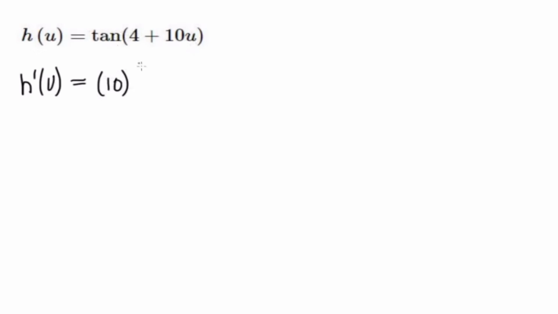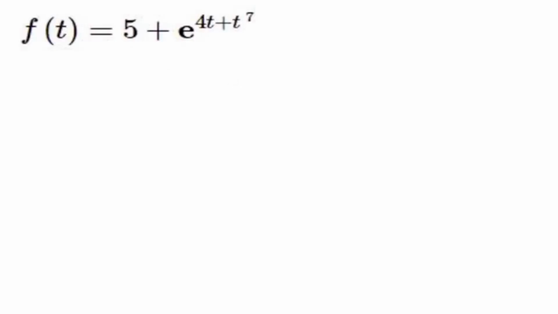Now we have to differentiate this tan part, and the differentiation of tan is sec squared. So we get sec squared, and then the insides, like there is with anything with a power, with the trigonometric function, the insides just stay the same as well, so that's 4 plus 10u. So differentiation of this just becomes 10 times sec squared of (4 plus 10u). Well done if you got that one right. Let's move on to a trickier question with exponentials next.